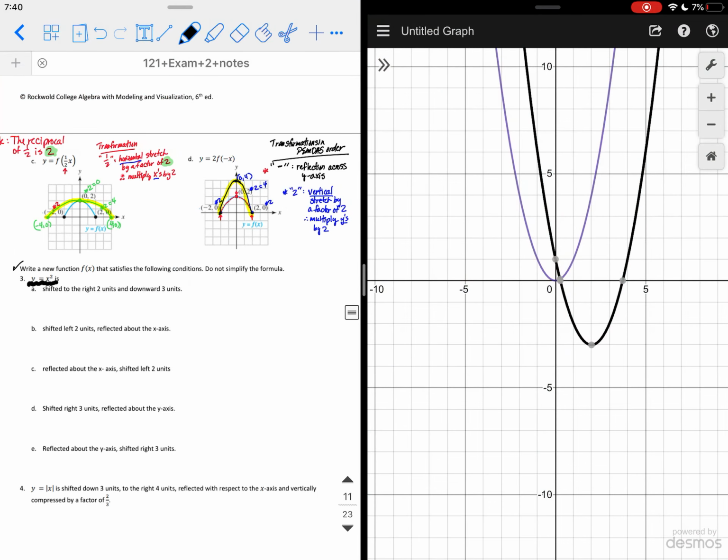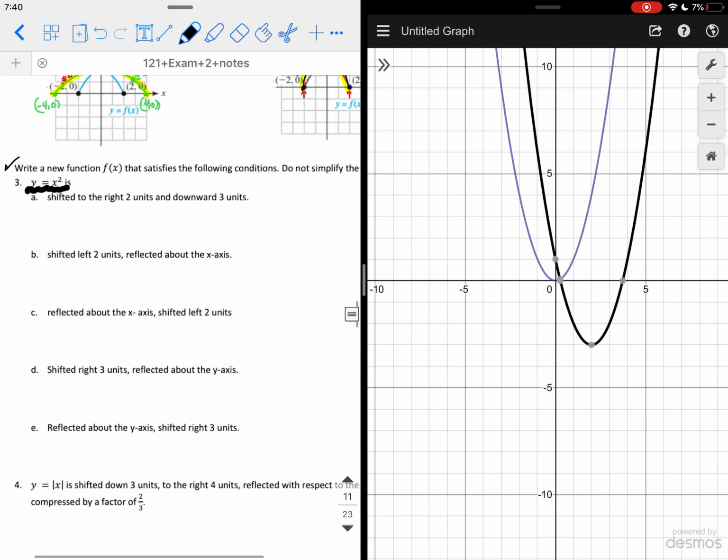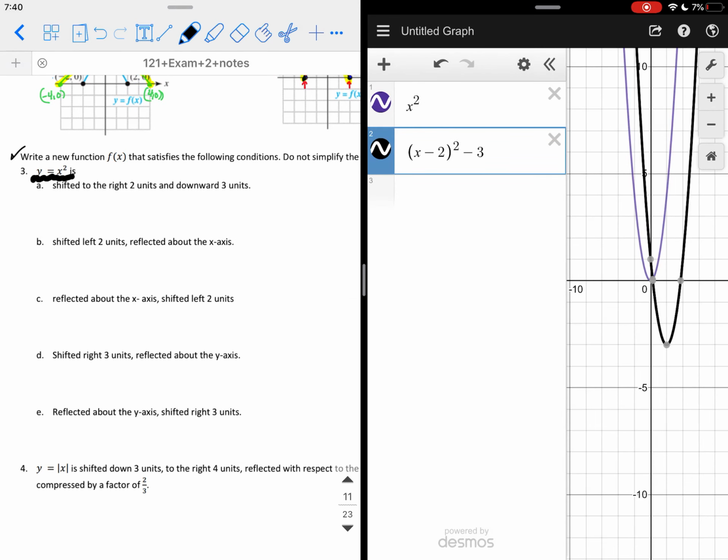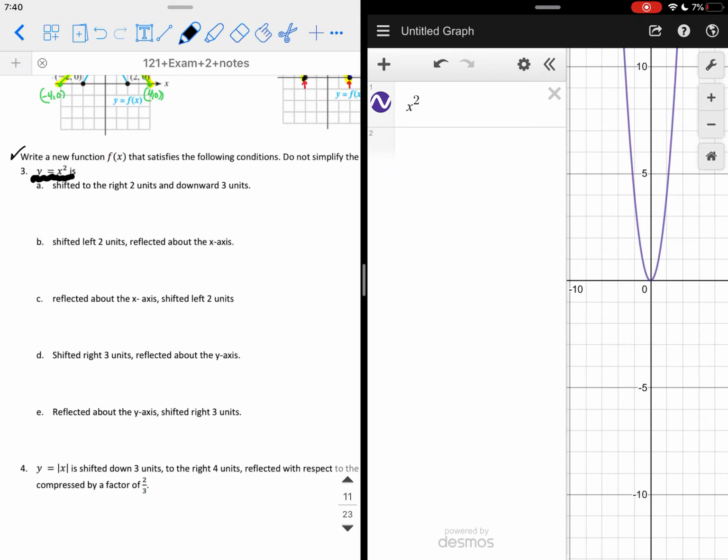And here, if we were in a face-to-face class, we'd be guessing and checking and being first, second, and third place to see who would guess it. But here I'm just going to spoon feed. So here we go. All right, so shift it to the right 2 units and downwards 3 units.